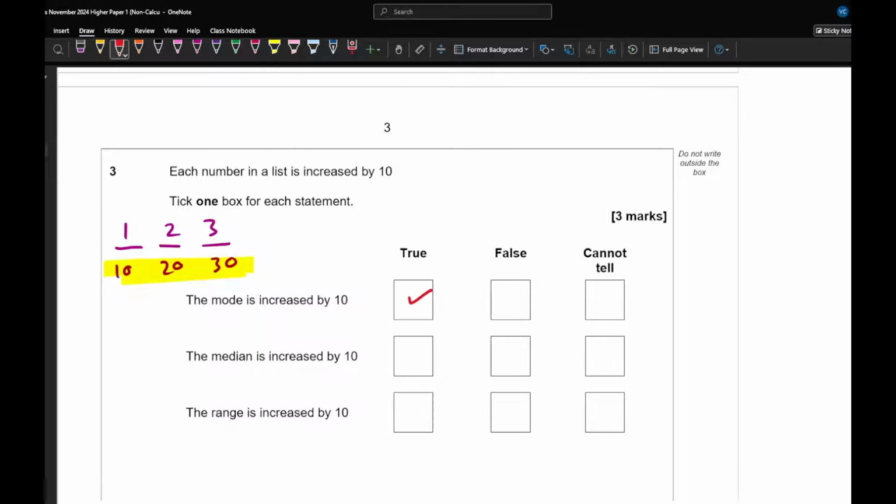The median is increased by 10. That's also going to be true. The range is going to stay the same. Another alternative you can do is just imagine that you've got a party and in 10 years time the same people arrive. So is the mode going to be the same, or is it going to be increased by 10? It's going to be increased by 10. Is the middle age going to be increased by 10? Yes. Is the range of the people going to be the same? Yes. So that's not seen an increase.